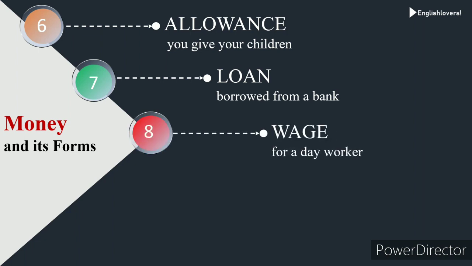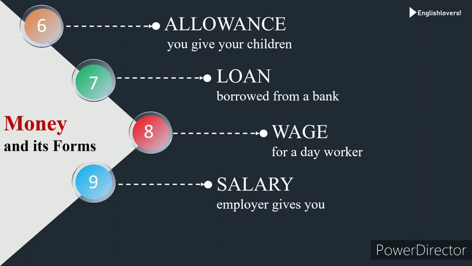Next is wage, W-A-G-E. Wage is the money which is given to a worker on a daily basis or weekly basis. So it is called wage. The worker works throughout the day and at the end of the day he receives money from his employer. That is called wage. There is another word also, wages, related to this one.